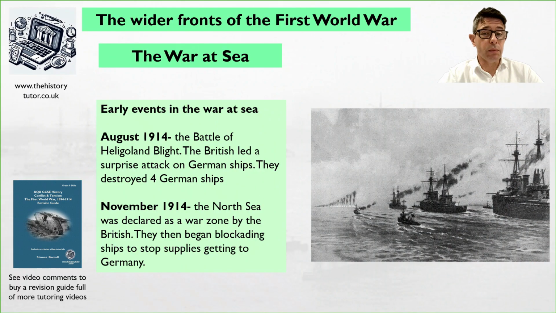Firstly, let's find out about the war at sea. So there were some significant battles, particularly early on in the war, we need to think about. So the early battles started almost straight away in August 1914, the Battle of Heligoland Bight. British led a surprise attack on German ships, and they destroyed 4 German ships in this battle.